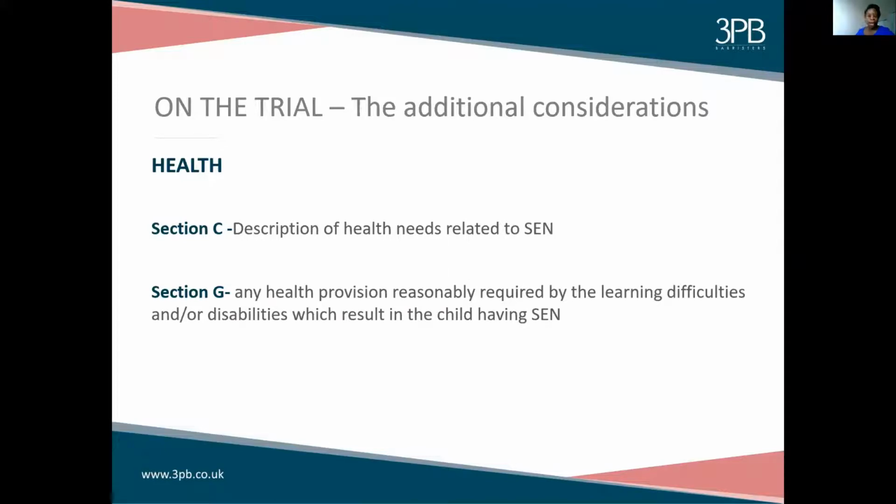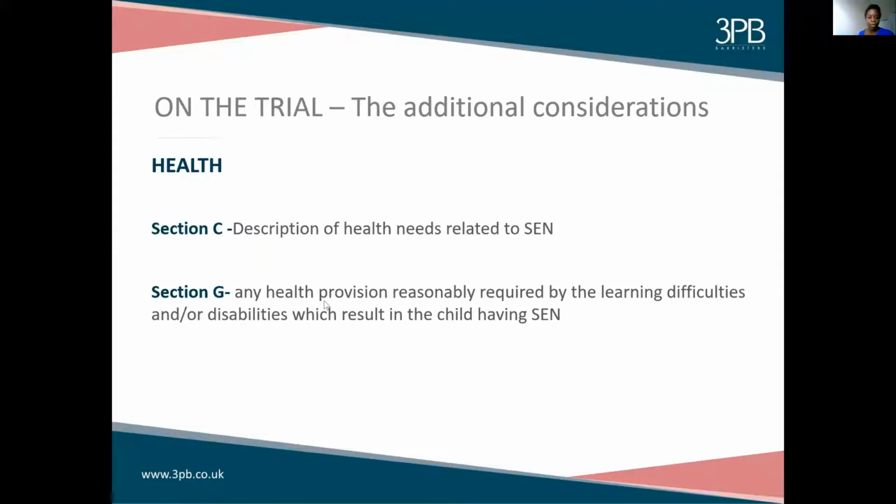Now we get to the actual trial and the additional considerations, because of course previously we had appeals just dealing with education, but these additional powers, as I've said, can deal with health and social care. So this is in relation to Section C, description of health needs related to special educational needs. And when we say description of health needs, this isn't just limited to listing any diagnoses. Your requests in this section should include descriptions of how health conditions affect and impact on your child or young person on a day-to-day basis.